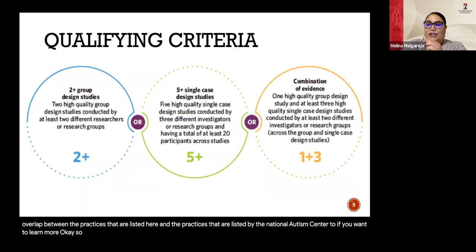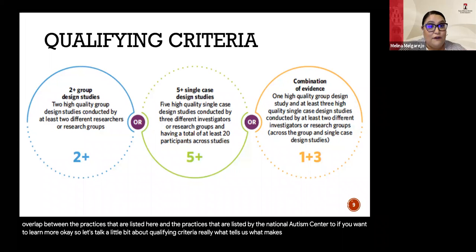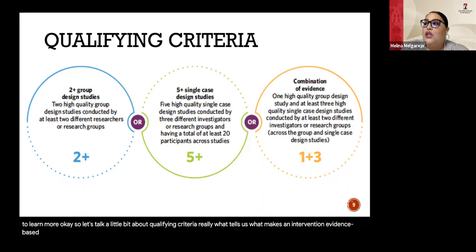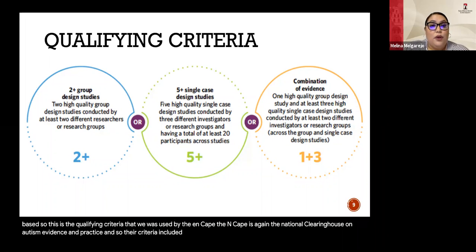Okay, so let's talk a little bit about qualifying criteria. This is really what tells us what makes an intervention evidence-based. This is the qualifying criteria that was used by the NCAPE. The NCAPE is, again, the National Clearinghouse on Autism Evidence and Practice. And so their criteria included both group design and single case design studies. So I'm going to break that down a little bit just so that we can get a better understanding of what that means.